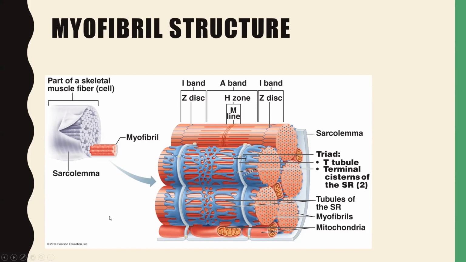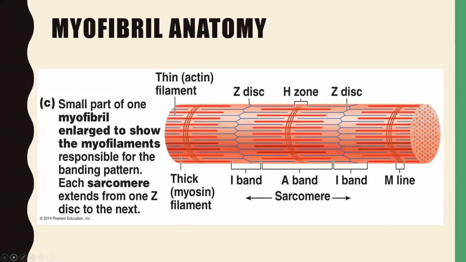All right, so we've done the first four. Now what we want to do is look even closer at a myofibril, at its structure, and see how it's made up. So we have repeating patterns of light and dark bands down the length of the myofibril.